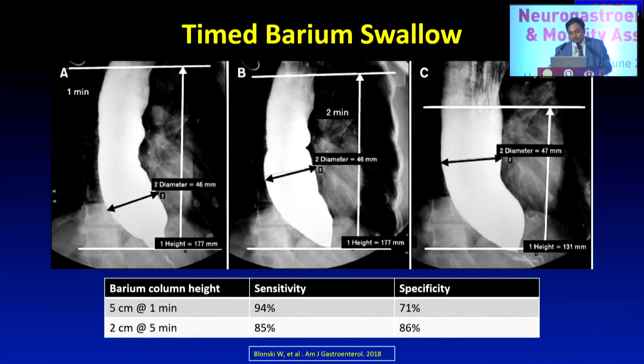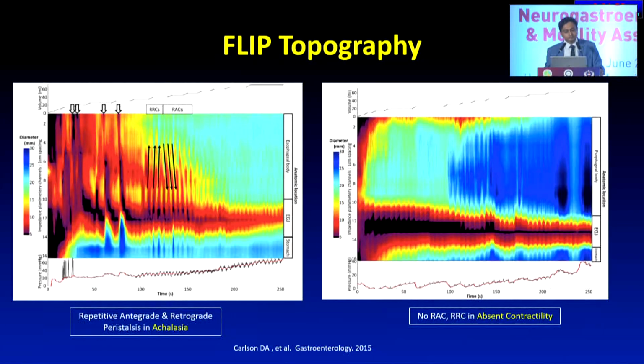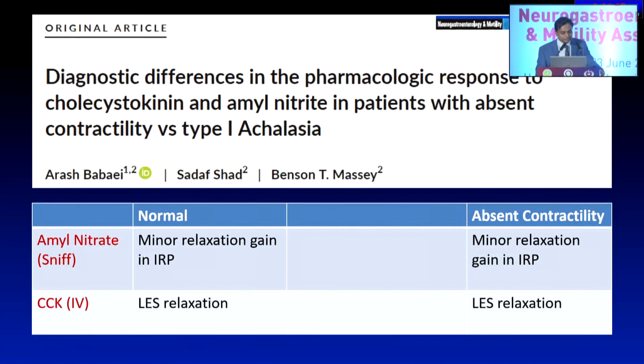Timed barium swallow, we all know, is a good marker, again an additional marker to differentiate between the two. It will tell us about all-cause EGJ outflow obstruction, but it might not be able to differentiate between achalasia versus EGJ outflow obstruction. FLIP topography might help in such cases. When you do a FLIP topography, in patients with achalasia, there is a repetitive antegrade and retrograde peristalsis which is seen in achalasia and usually absent in absent contractility.